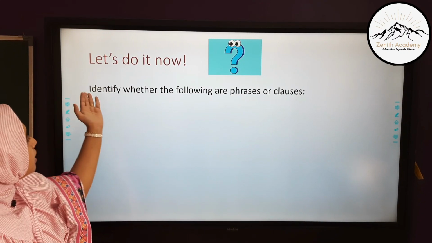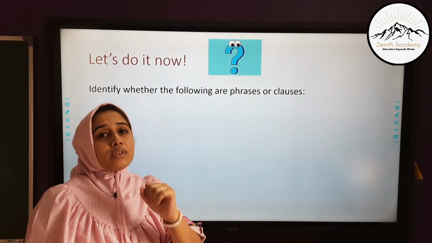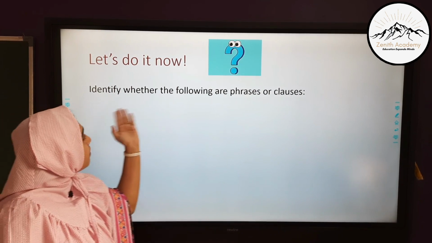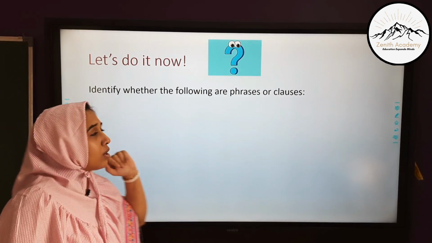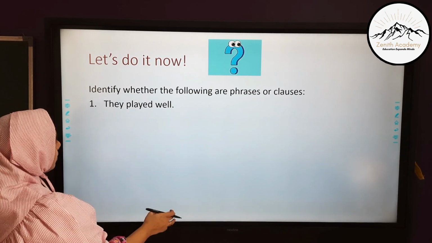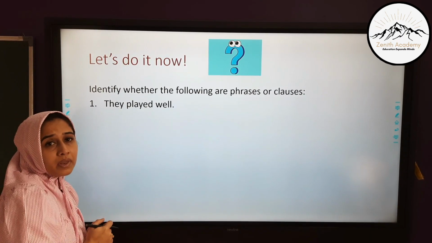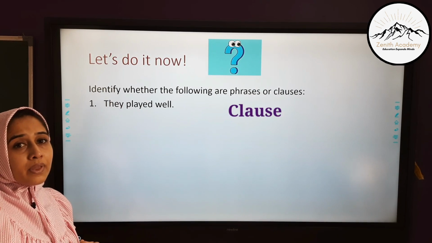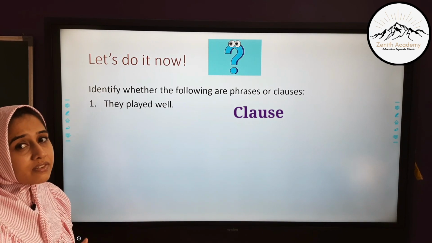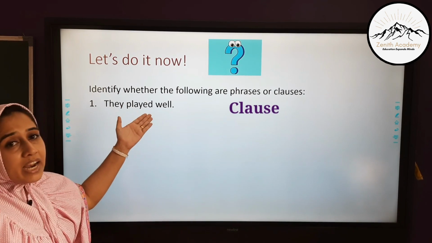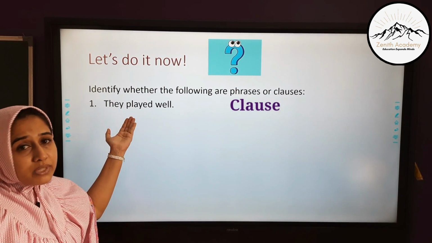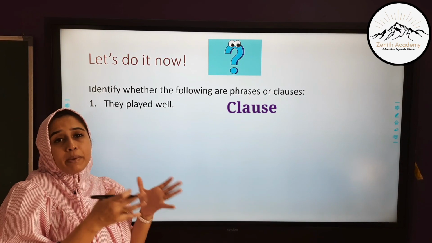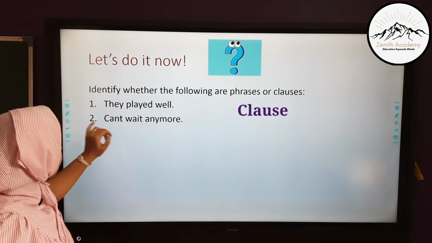Let's move ahead and do a few exercises so that all your queries are solved. Now here, let's identify whether the following are phrases or clauses. They played well. Can you identify whether this is a phrase or a clause? Yes, I think you guessed it right. They played well, where they is the subject, played is the verb.